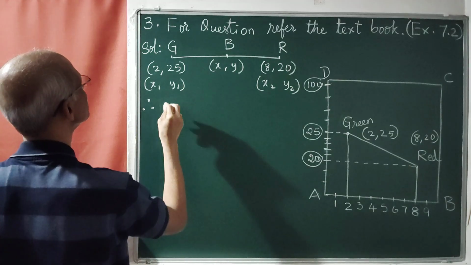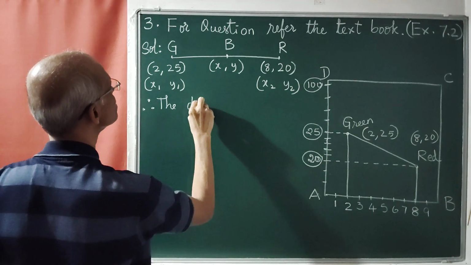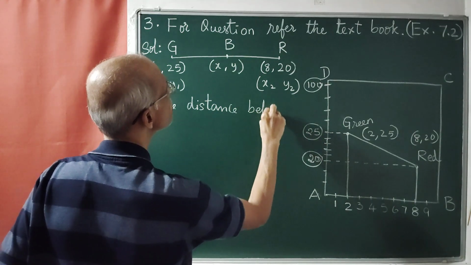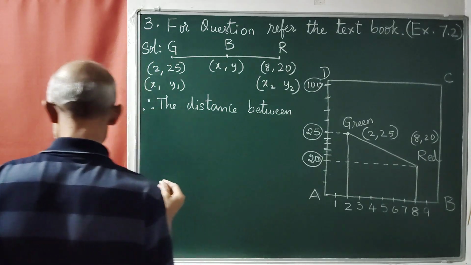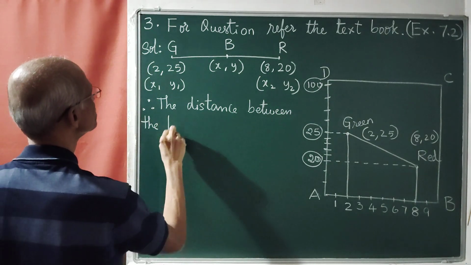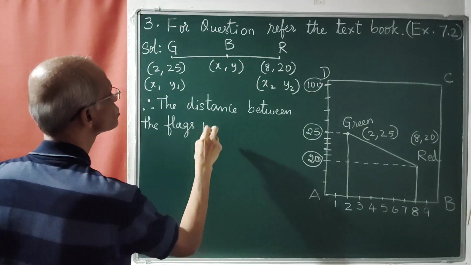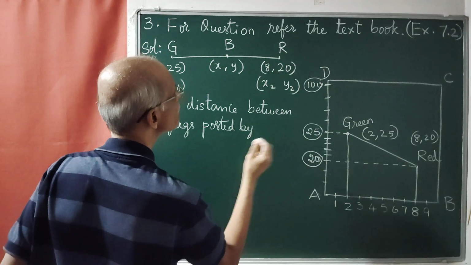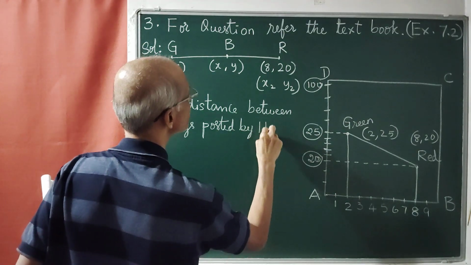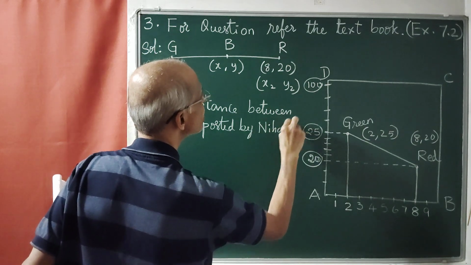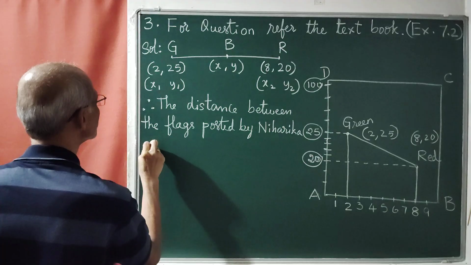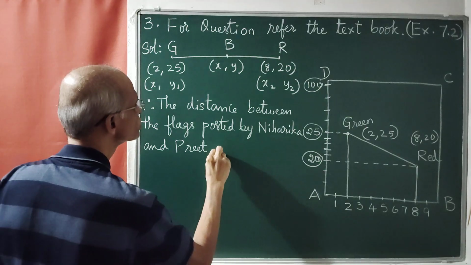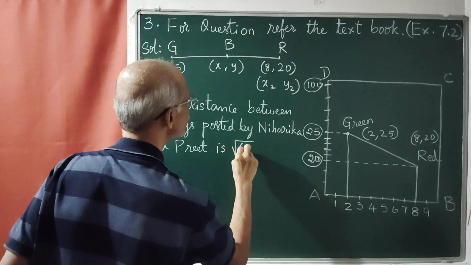Therefore, the distance between the flags posted by Niharika and Preet is root of 61 meters.